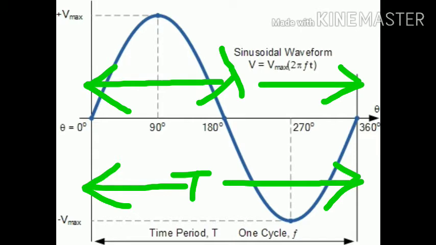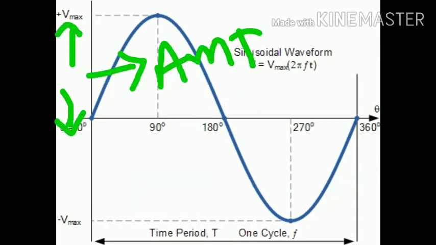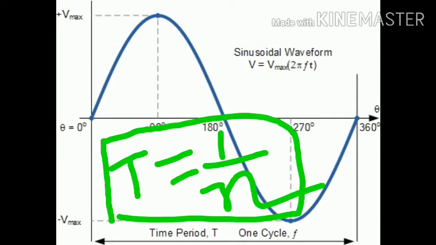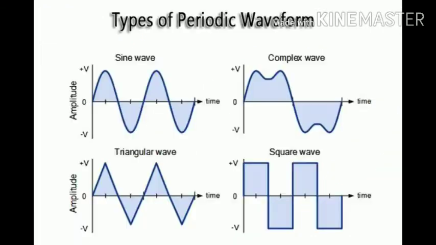Here we see the time period and here we see the wavelength. The time period means the time taken for one complete cycle. Here lambda is the wavelength, and the amplitude means the maximum displacement of the wave. Here we see the amplitude of the sine wave. So the frequency is equal to 1 by time period. That is the relation between the frequency and the time period.